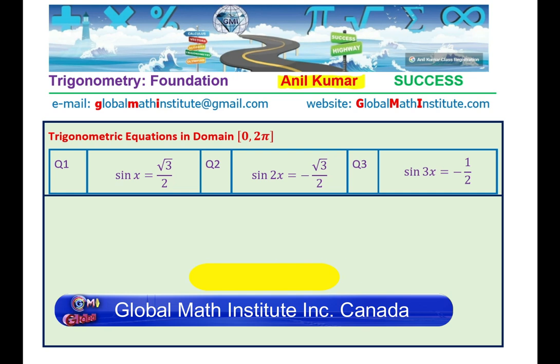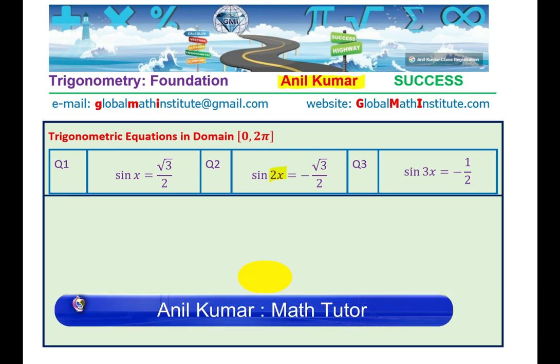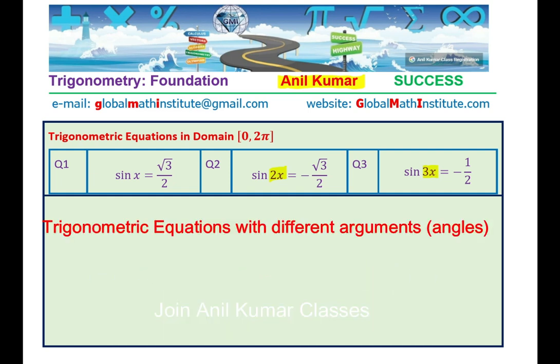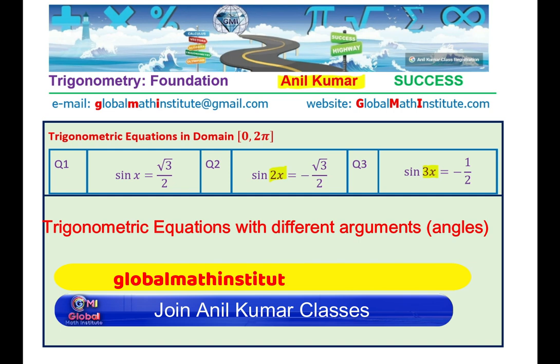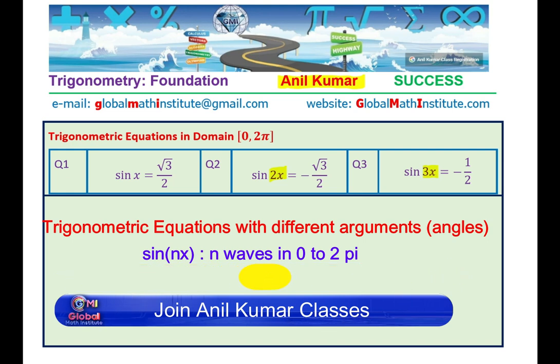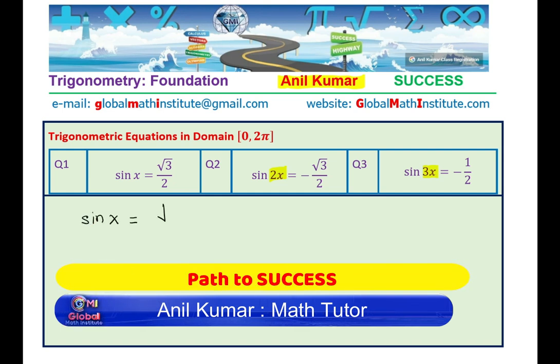Now, here we have three different questions. One is sine x equals square root 3 by 2. The other one is sine 2x equals minus square root 3 by 2. And then we have sine 3x equals minus half. Let us try to understand that when the argument is nx, how do we get the required number of solutions within a confined domain of 0 to 2 pi? Let's begin with the very first question, which is sine x equals square root 3 by 2.